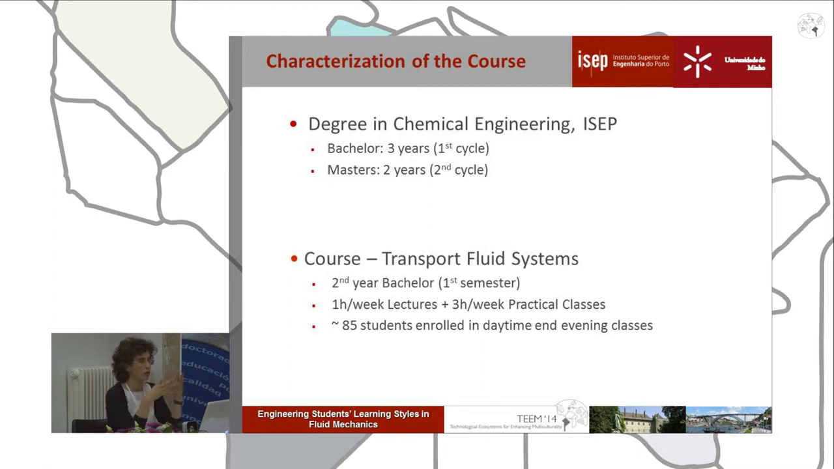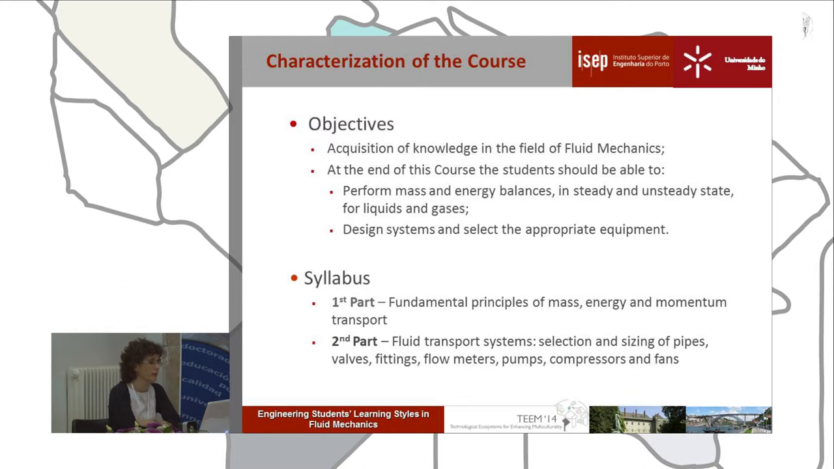This is the contact time between the teacher and the students: 1 hour per lecture and 3 hours of practical classes. The course has around 85 students, in daytime or evening classes. The objective of this course is the acquisition of knowledge in the field of fluid mechanics. At the end of the course, the students should be able to perform mass and energy balances in transient and steady states for liquids and gases, and design systems and select appropriate equipment.